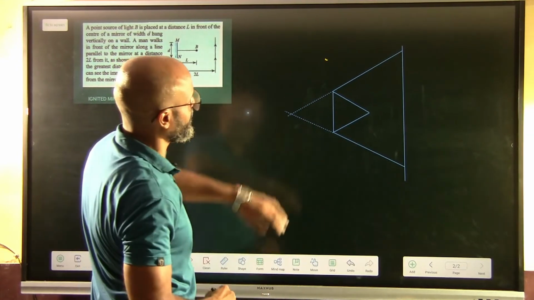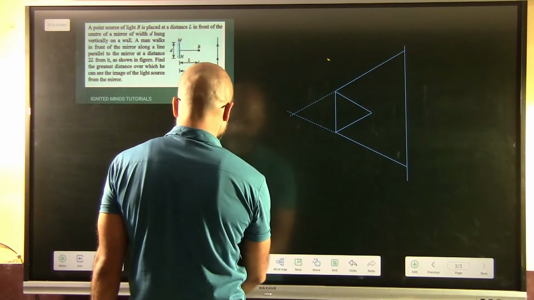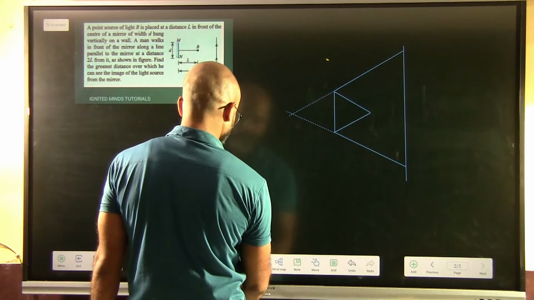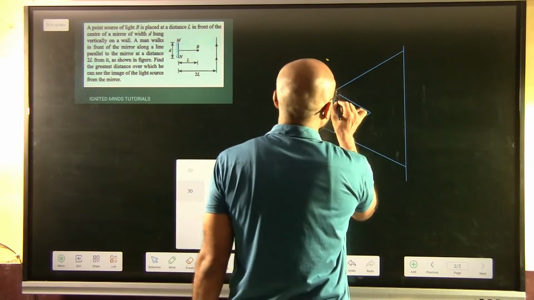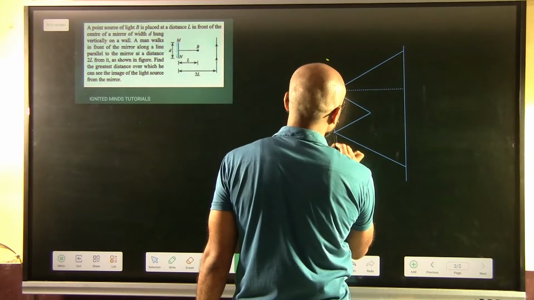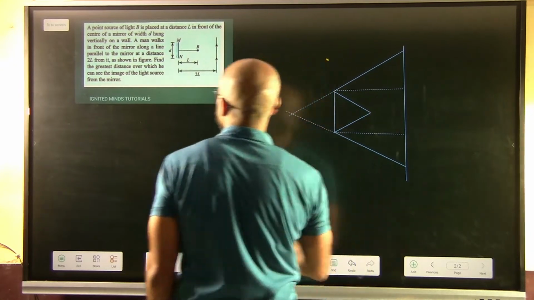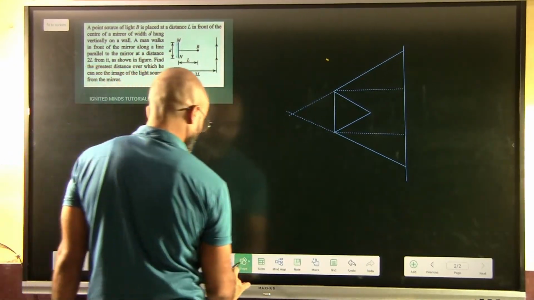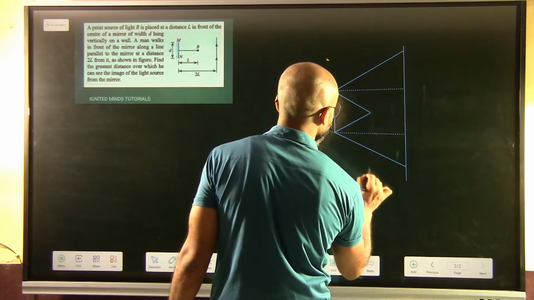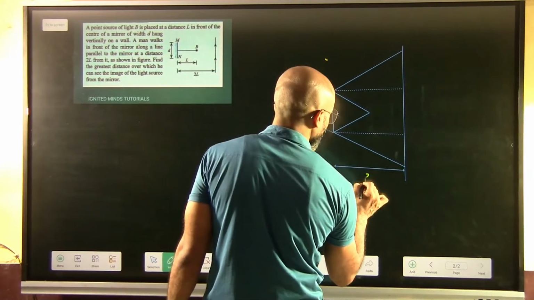So it is meeting somewhere here. Now let's say we draw a perpendicular here for this reflection, and we draw a perpendicular here for this reflection. We are already given that this distance here is 2L.